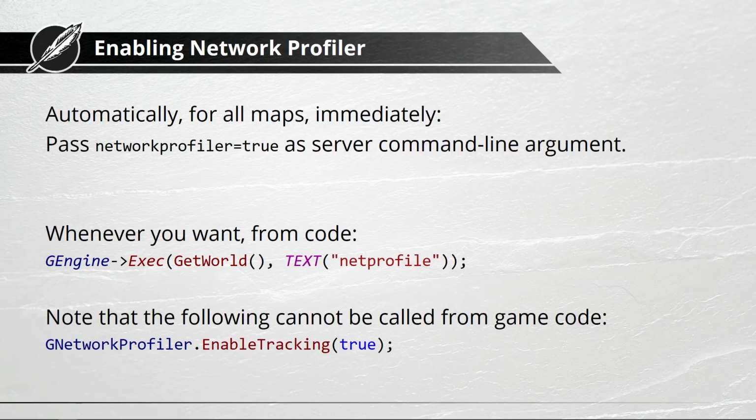Unfortunately, because there's no ENGINE_API macro attached to this one, you can't call it from game code. So you have to use a small workaround, which is recommended across spread threads in UDN, by just executing the netprofile console command. And because there are many ways to do this, and half the time the wrong way is recommended, I'm putting this up here again for you. So you have to execute that function on GEngine, not on the World or something like this.